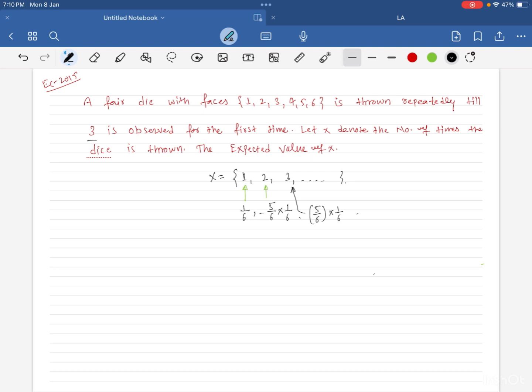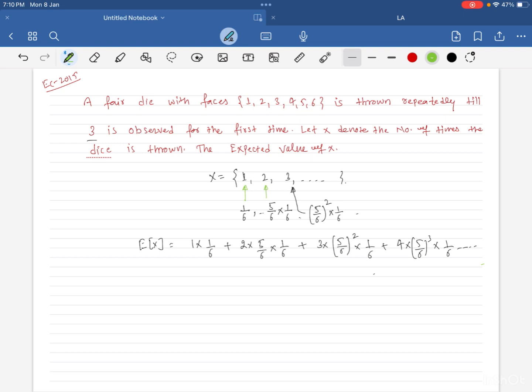Now we have to find the expected value of this random variable x. So that would be 1 times 1 divided by 6, plus 2 times 5 divided by 6 into 1 divided by 6, plus 3 times (5 divided by 6) square into 1 by 6, plus 4 times (5 divided by 6) cube into 1 by 6. Now we have to find this sum, right?